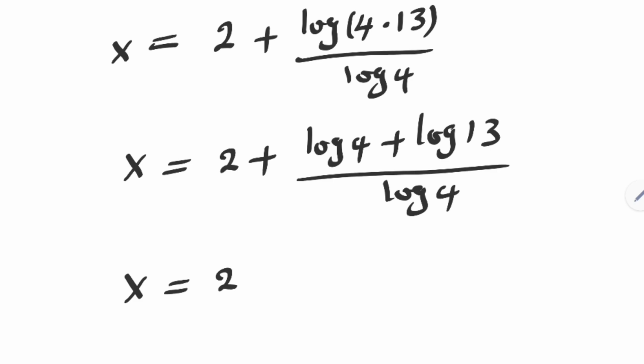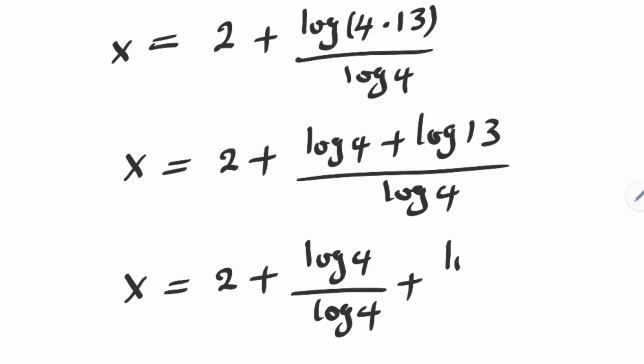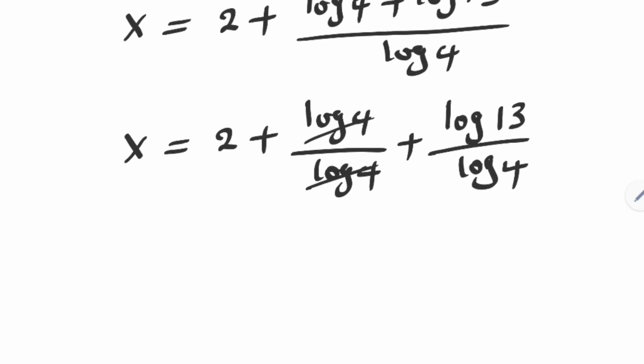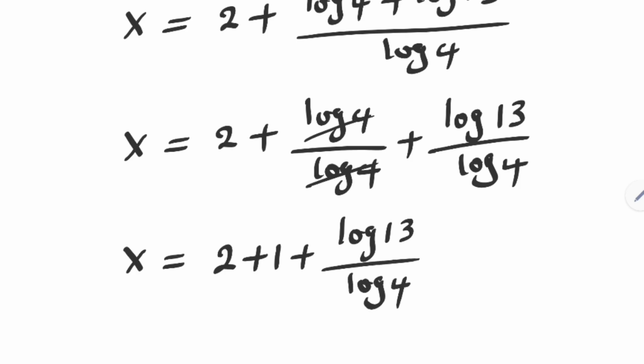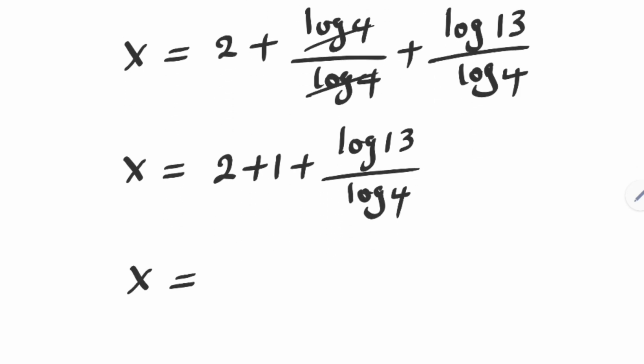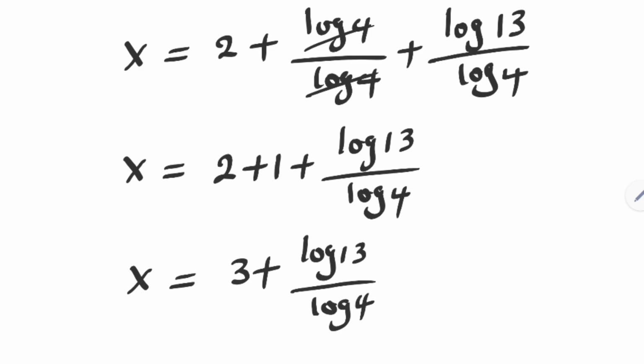x is equal to 2 plus log 4 divided by log 4 plus log 13 divided by log 4. This log 4 cancels this log 4. x is equal to 2 plus 1 plus log 13 divided by log 4. x is equal to 3 plus log 13 divided by log 4.